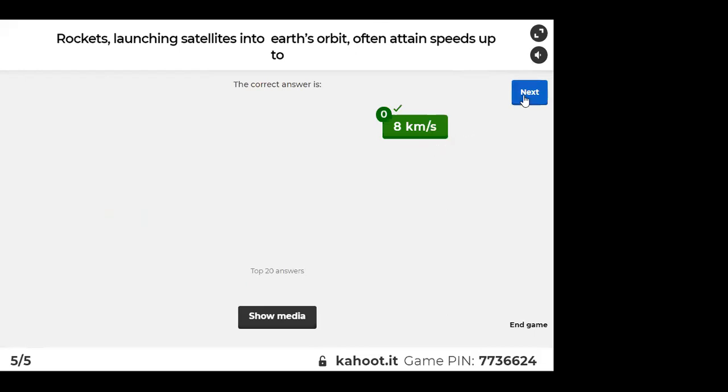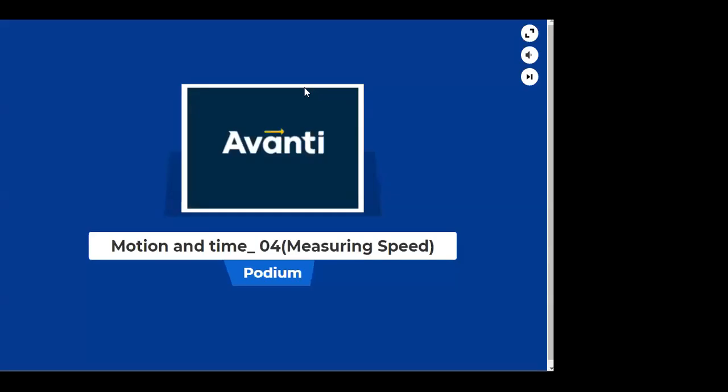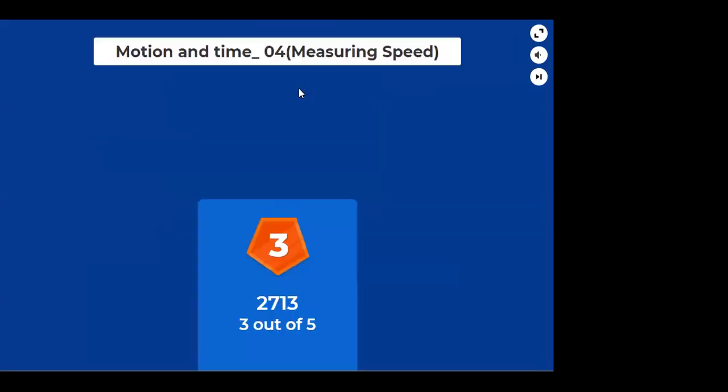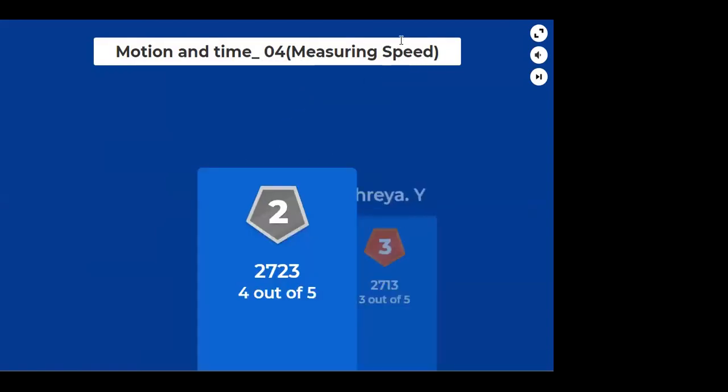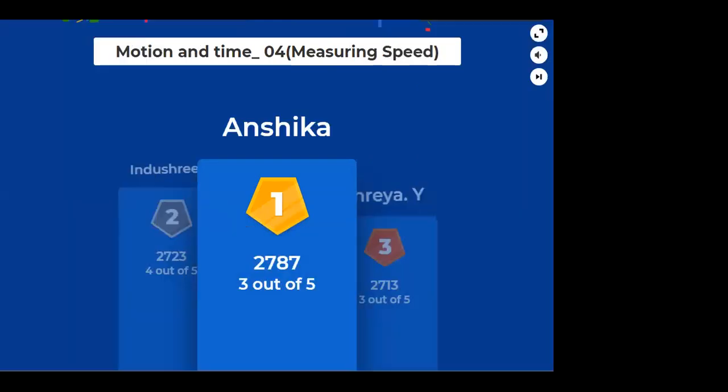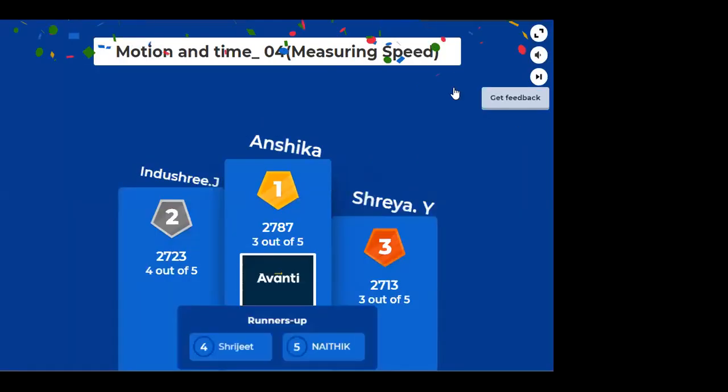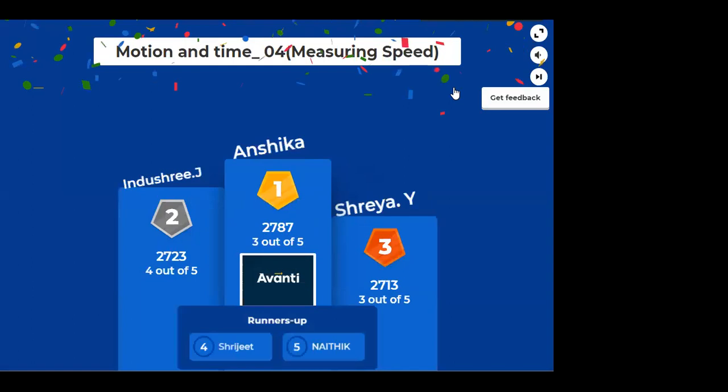Right? Let us see the podium. Shreya, very good. Indu, very good. Anshika, very good, right? Fourth is Srijit, fifth is Natik. Okay, very good, everyone. Okay, chalo. So we will start again.